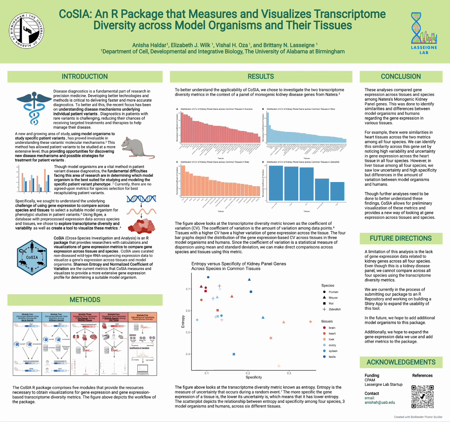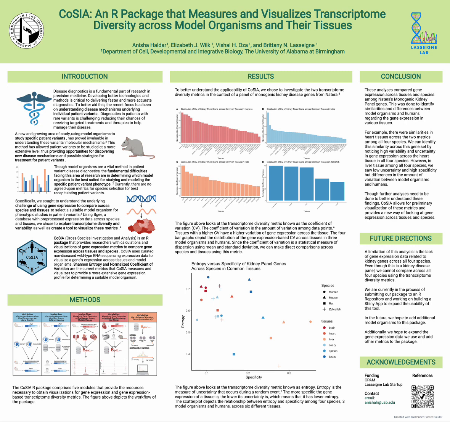After completing this analysis on the Natera monogenic kidney panel, we are able to identify some similarities and differences in gene expression of various tissues across humans and common model organisms. For example, there are similarities in heart tissues across the 2 metrics among all 4 species. This was identified by looking at the high variability and uncertainty in gene expression across the heart tissue in all 4 species. However, in liver tissue among all 4 species, we saw low uncertainty and high specificity, but differences in the amount of variation between model organisms and humans.